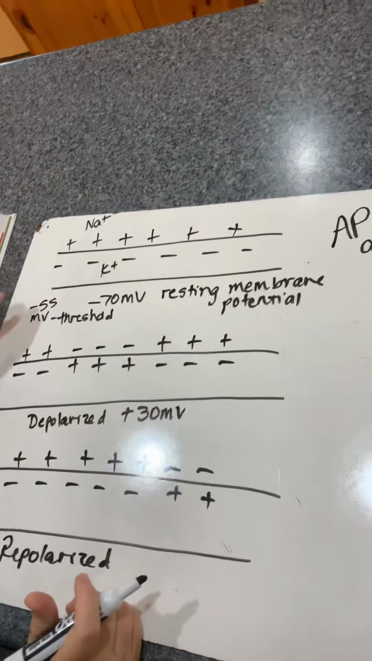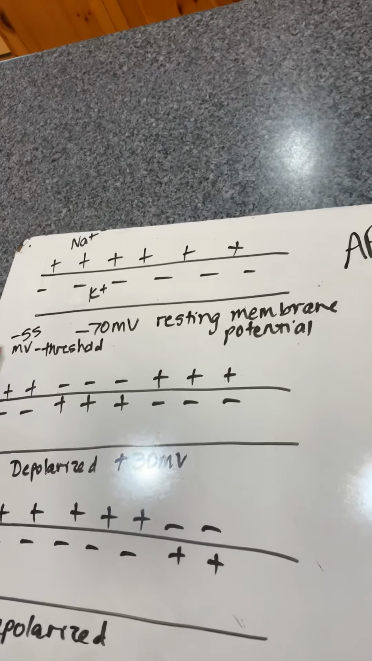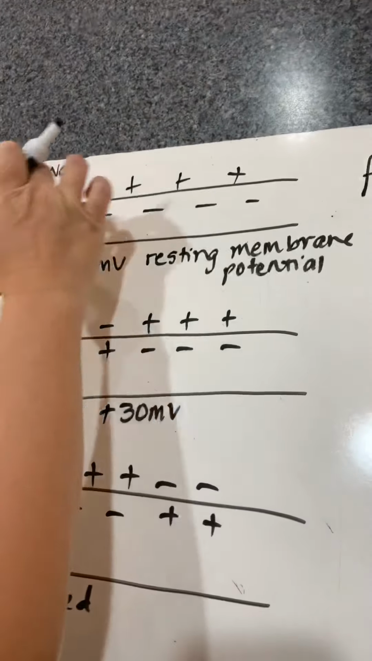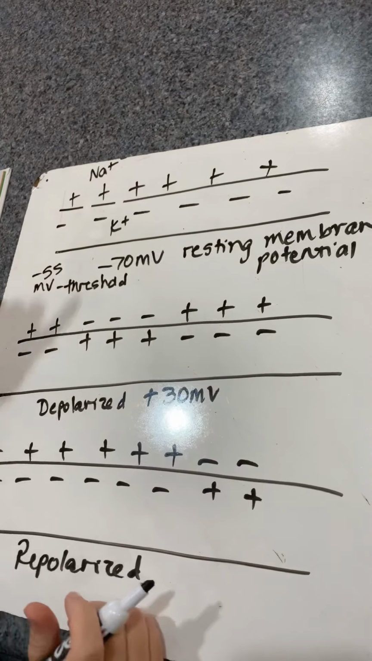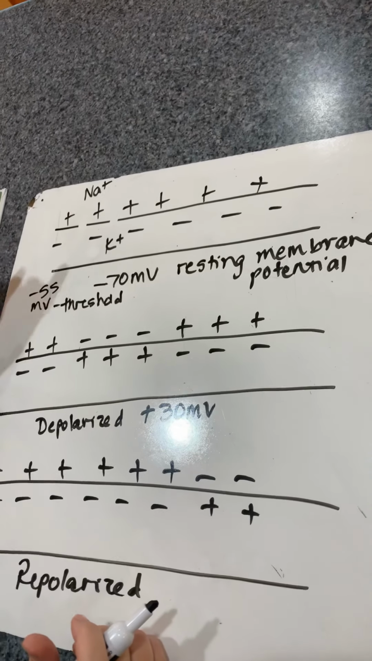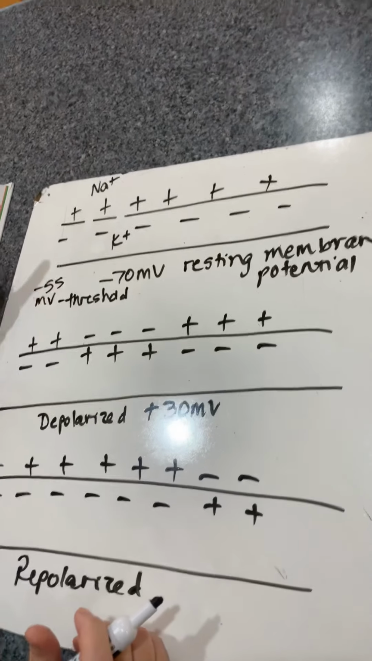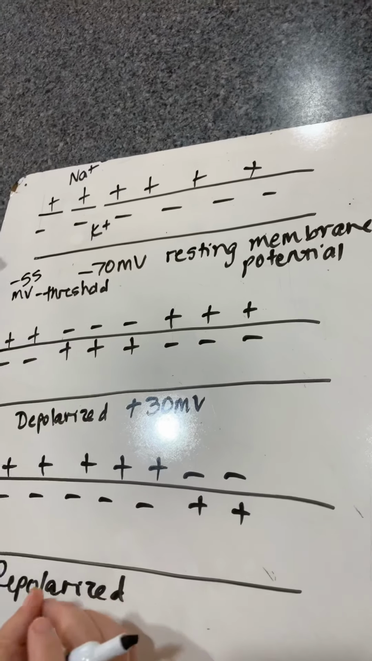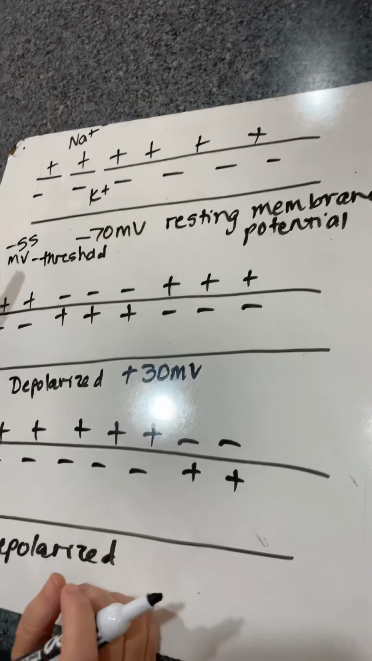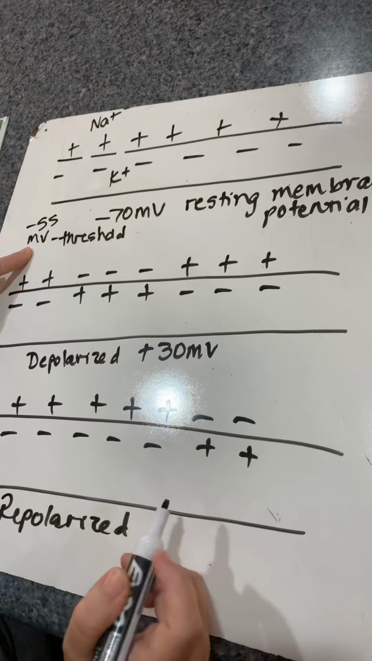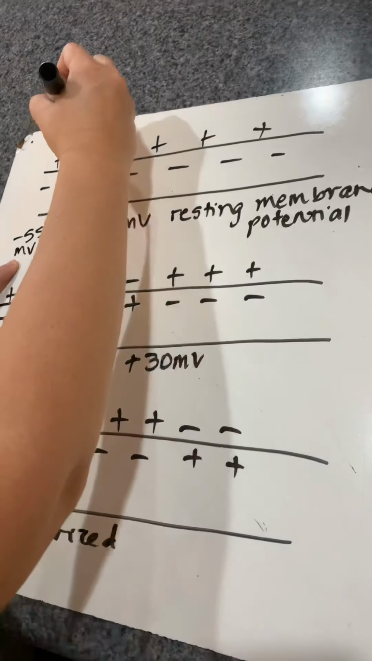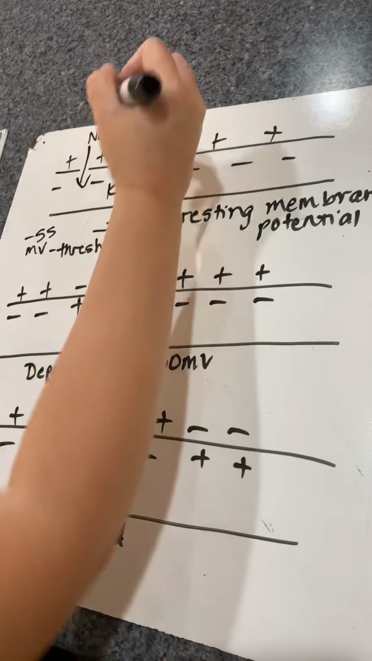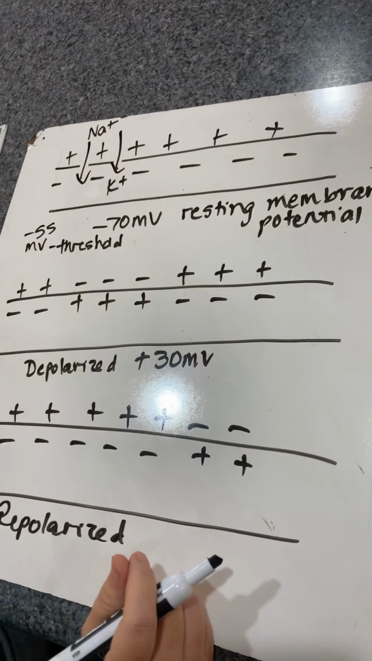So how is that going to happen? Once threshold is reached, voltage-gated sodium channels are going to open. Remember, the sodium could not pass through the membrane. It had to go through a protein channel. These channels open because the voltage changed. That's why they're called voltage-gated sodium channels. The voltage changed because of a stimulus or a graded potential, and when the voltage-gated sodium channels open, the sodium rushes inside the axon.